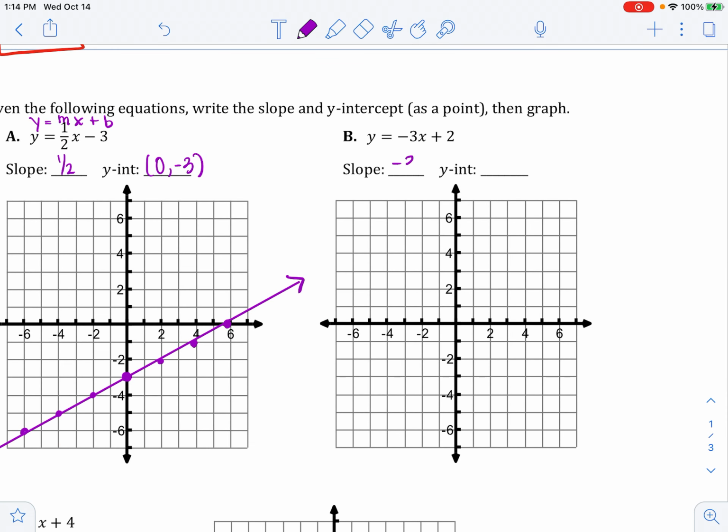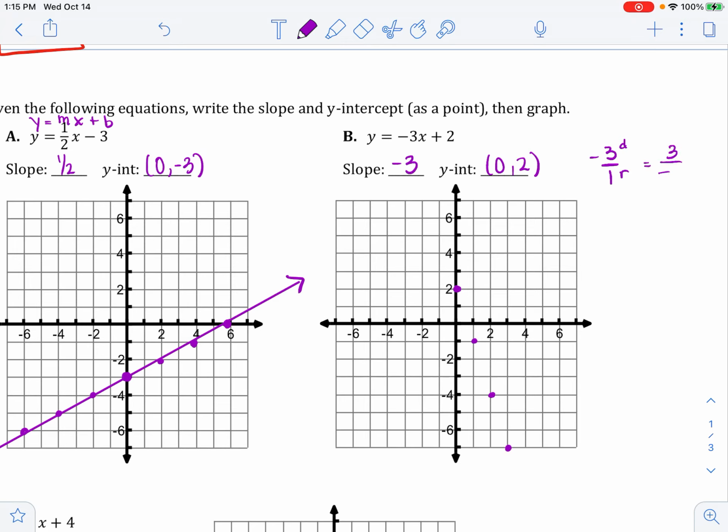All right, let's try another one. My slope is -3. My y-intercept is 0, 2. So I'll start with my y-intercept, 0, 2. And then my slope is -3. Remember, if your slope isn't a fraction, make it a fraction by putting it over 1. So this is my rise, so this is down. And this is my run, it's positive, so it's to the right. So I'm going to go down 3, right 1. Down 3, right 1. Down 3, right 1.